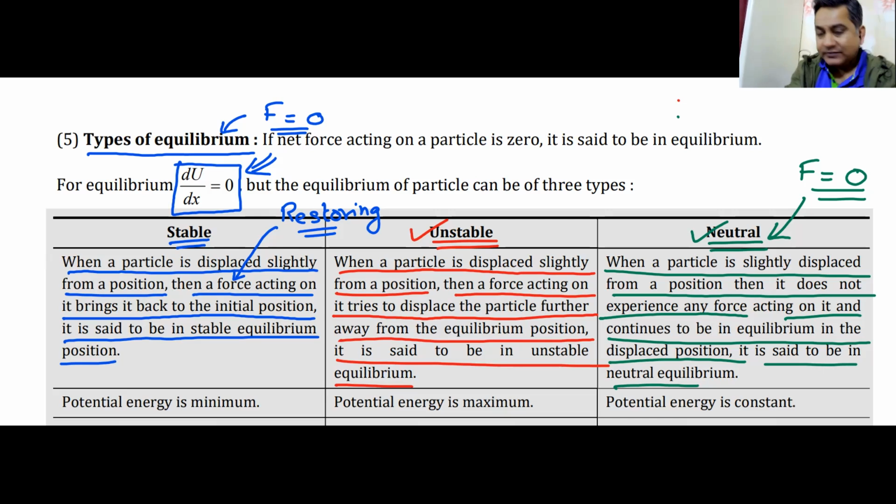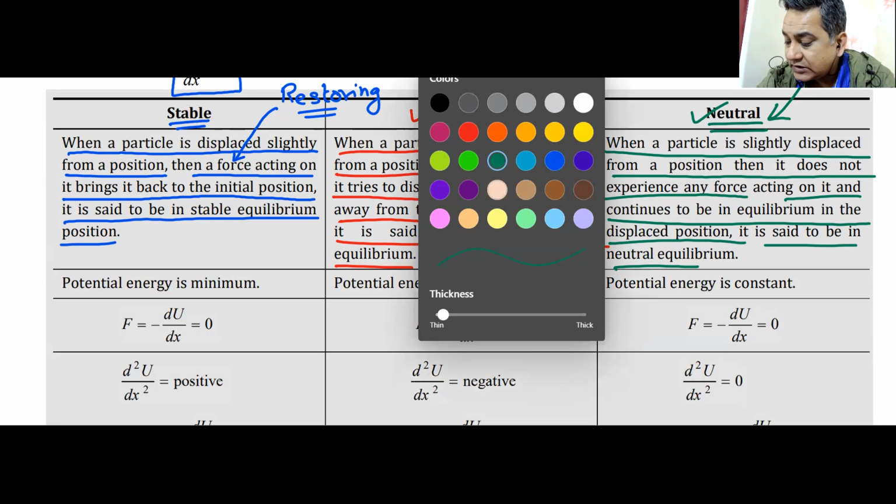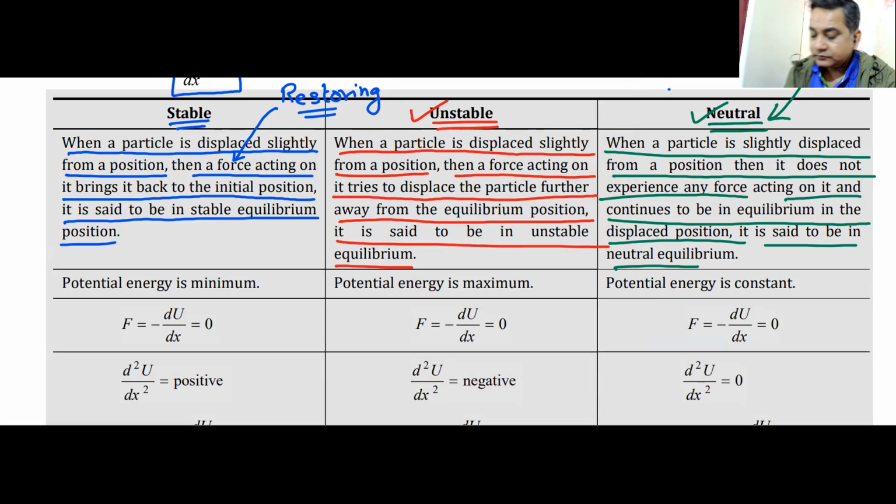Three types of equilibrium explained in terms of what forces are acting on them. In case of stable equilibrium, restoring force acts, tries to bring it back. In case of unstable equilibrium, force acts, pushes it away. In case of neutral equilibrium, no force, it just stays where it is. That is the first difference between the two. What about the next difference?